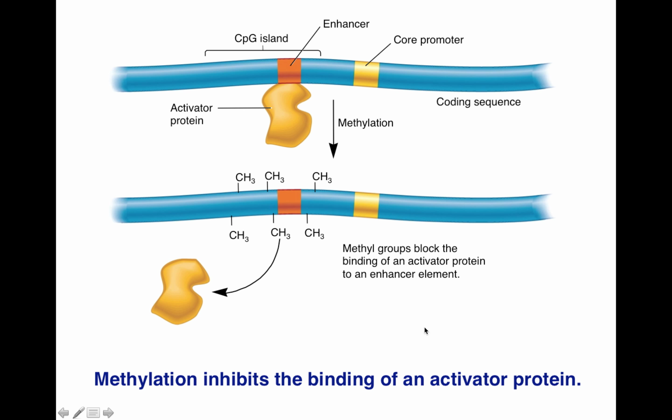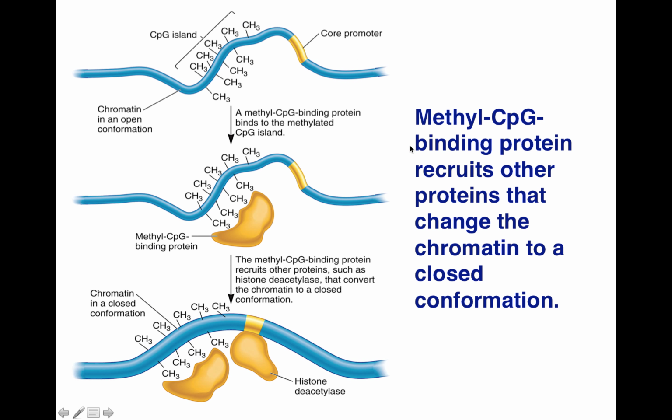There's a second way as well. Methyl CpG islands tend to bind a methyl CpG binding protein. Okay, so they won't bind an activator, but they'll bind this protein instead. This protein starts to recruit other proteins such as histone deacetylase, which tends to make the DNA more tightly bound up around nucleosomes. So the methyl CpG binding protein recruits other proteins that change the chromatin into a more closed conformation, which represses transcription.